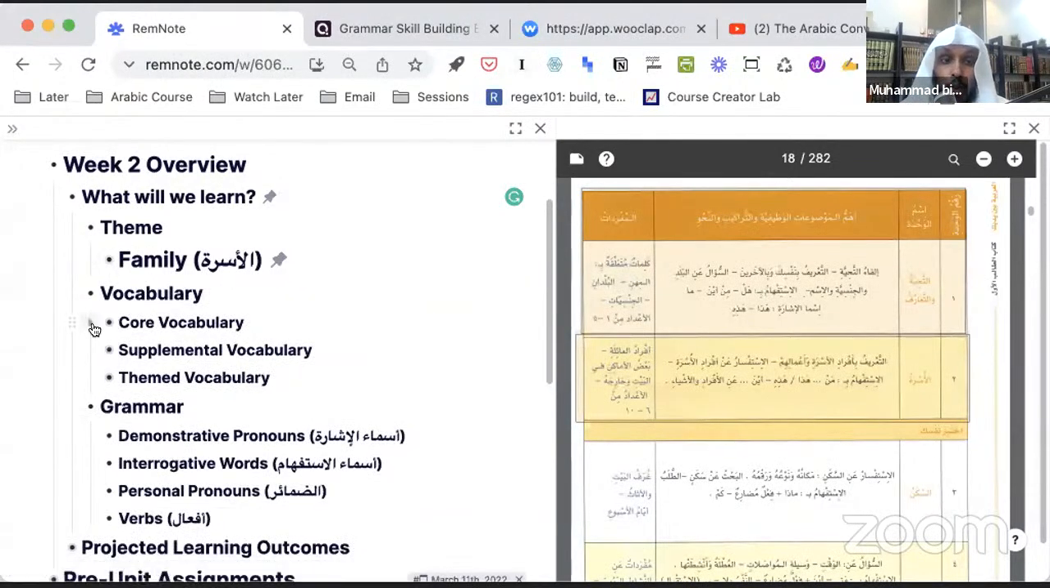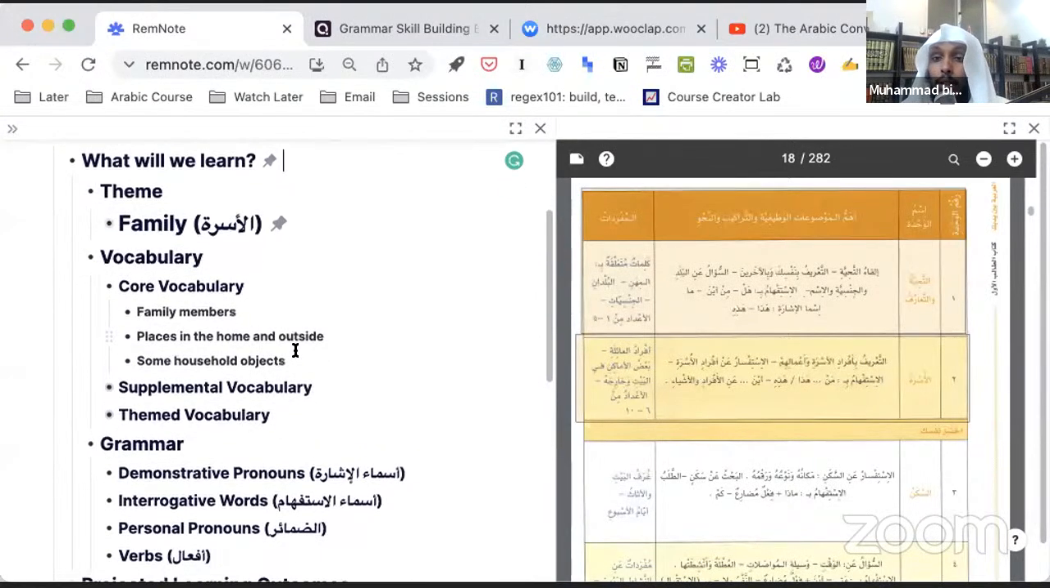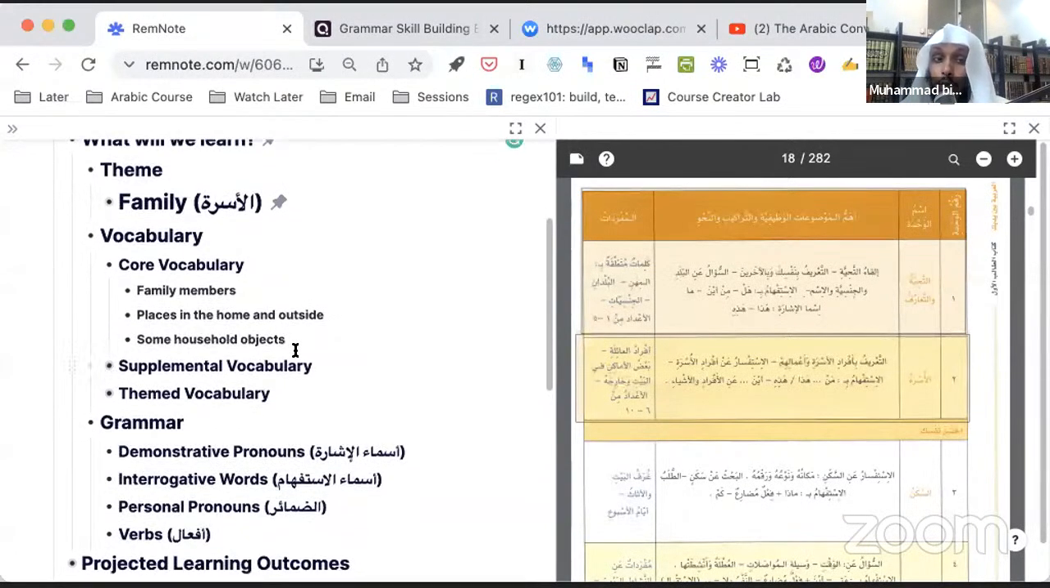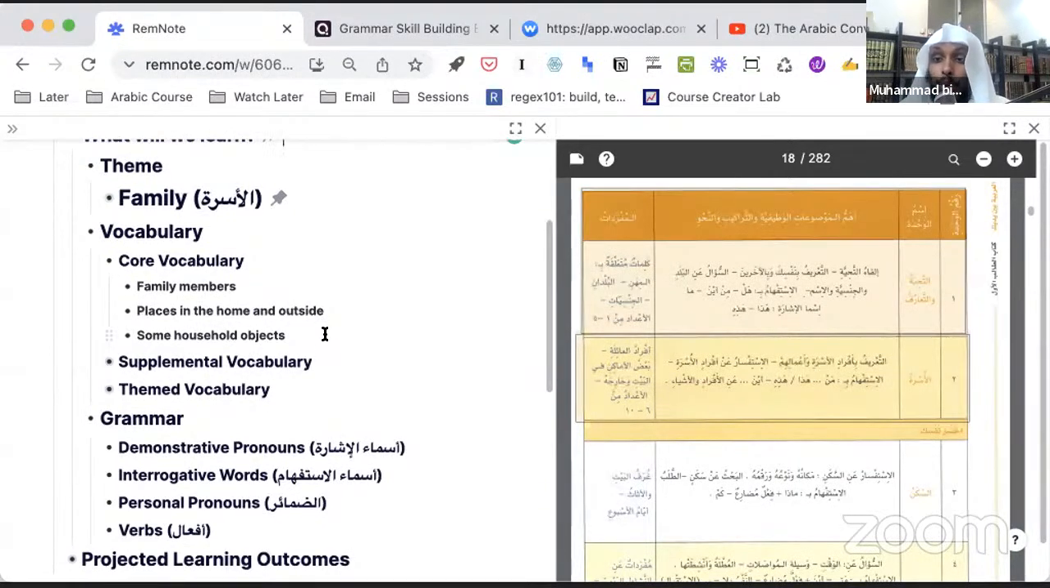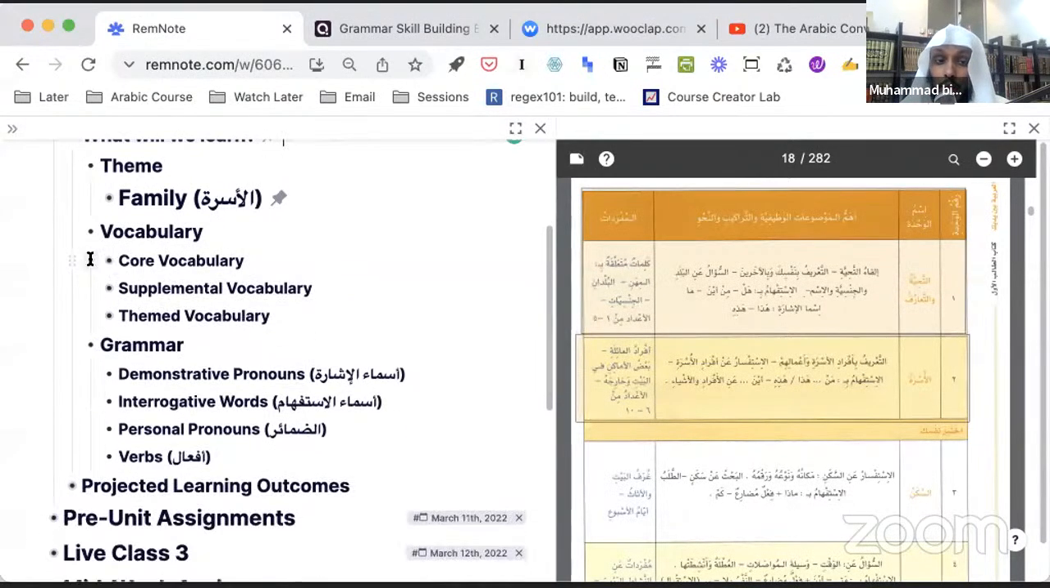Okay. In terms of vocabulary, then in terms of core vocabulary, there are three categories. Generally speaking, we're going to learn names of family members. Okay. And we're also going to learn the names of some places in the home and some places outside. Okay. So a few locations. Last time we learned about countries, right? Now we're just going a bit narrower. Inside your house, the different rooms in your house, what are they called? Places that you go to when you leave your house, and also some household objects, things at home. We're also going to mention those, how to find them, how to ask about them. This is what the vocabulary or the theme is about.